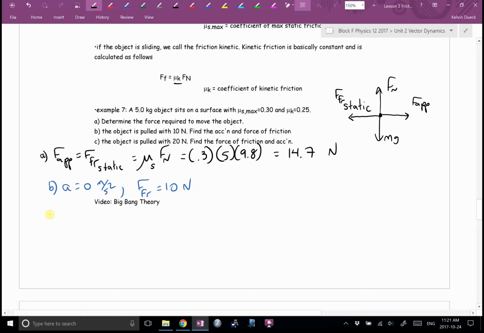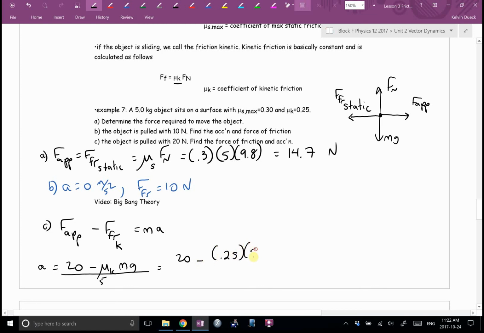What am I pulling with in part C? How many newtons? It's going to accelerate. So, looking at my free body diagram, who will be winning? On my diagram, force applied? Yep. Who will be losing? Friction, except now it's going to be the kinetic friction because now we're moving. And that equals ma. How would I get the a by itself? So it's going to be applied 20 minus mu k mg, divided by 5. It's going to be 20 minus 0.25 times 5 times 9.8, divided by 5.